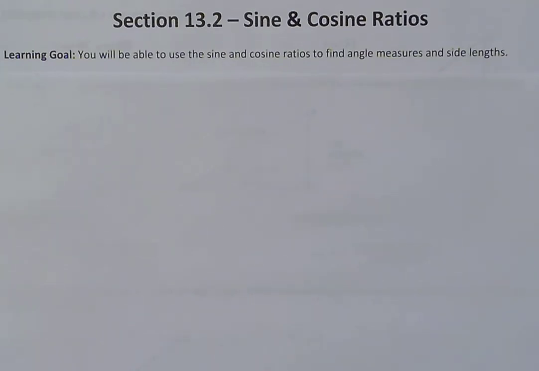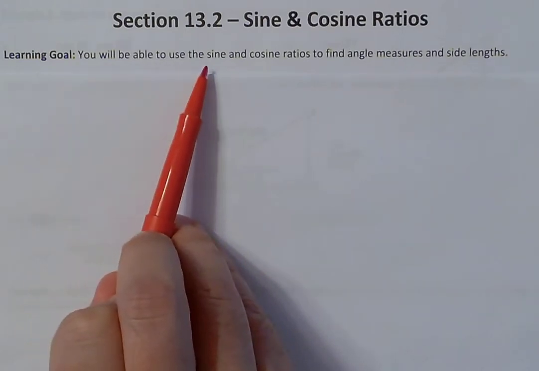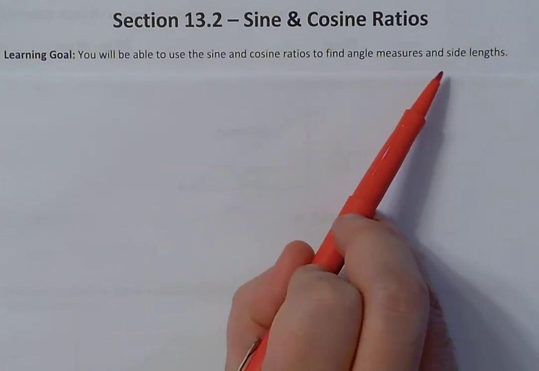For today's lesson, we're going to be taking a look at section 13.2, which is going to deal with the sine and cosine ratios. So for today's lesson, we have one learning goal, and our learning goal for today is that you will be able to use the sine and cosine ratios to find angle measures and side lengths.